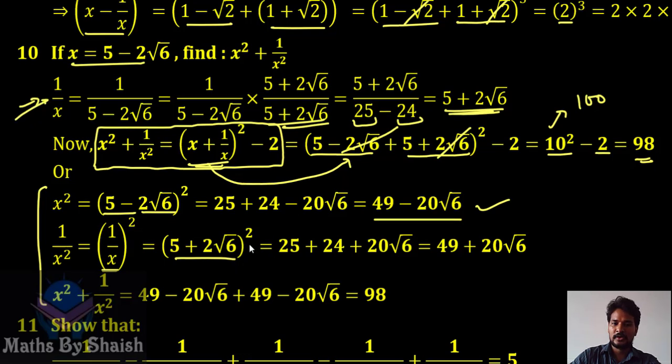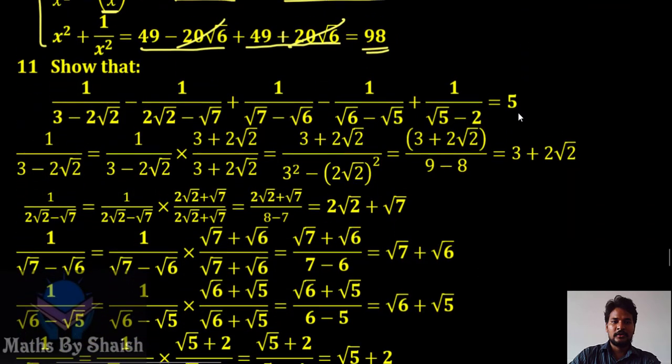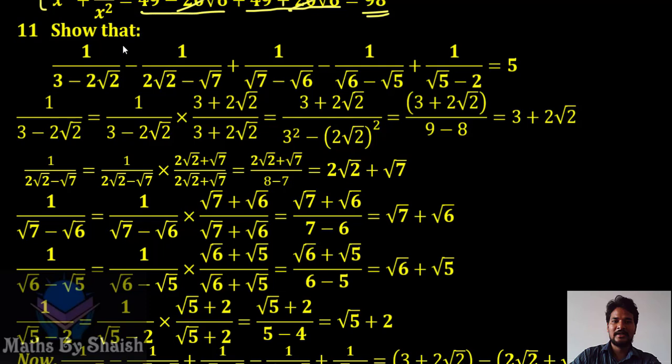So 5 plus 2 root 6 whole square, this is 49 plus 20 root 6. Now if we add these two, we will get 49 minus 20 root 6... sorry, it is plus here, so 49 plus 20 root 6, and then we cancel these two. 49 plus 49 is 98, which we have already obtained from the previous one. So next one is show that this whole thing is 5.